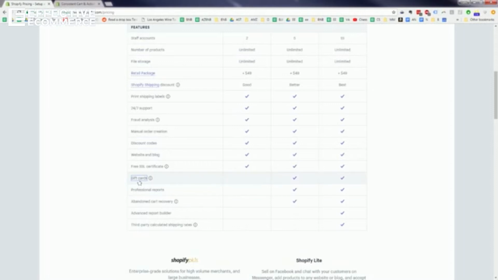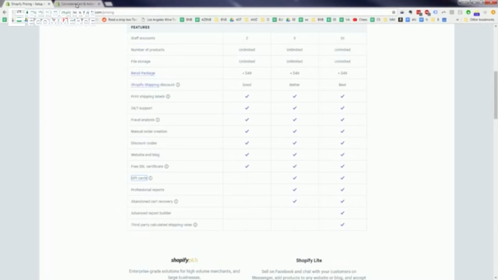Just so you know, gift cards are obviously the ability to sell gift cards, so someone could buy a gift card, give it to a friend, and they could come to your site and purchase things. For a lot of people, gift cards probably isn't something that is going to be a big seller for them, especially when you're a smaller size store. Abandoned cart recovery, though, is something that I think is very powerful no matter what stage you're at.